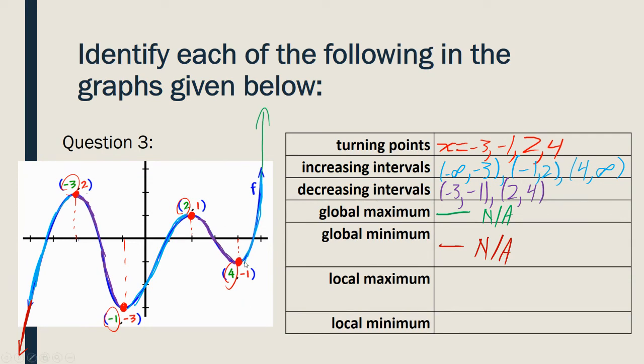Now, that means all these other turning points are either going to be local minimums or local maximums. So my local maximums are going to be all my mountains. You'll notice I have a mountain here and a mountain here. So at x equals negative 3 and positive 2, I have my local maximums. And my valleys, or my low points, are here and here at negative 1 and positive 4. So x equals negative 1 and positive 4 is where my local minimums are in this graph.